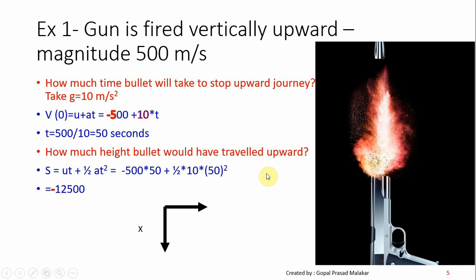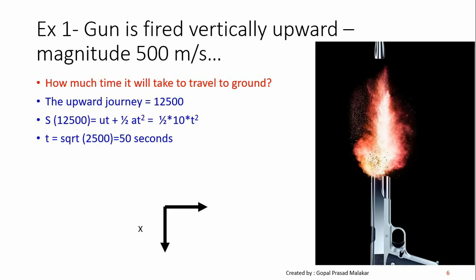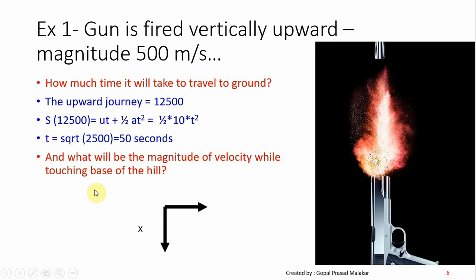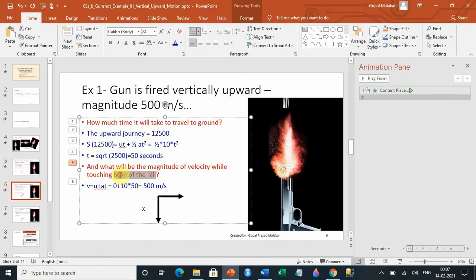Keep in mind, in 50 seconds it stops going upward, and in the same 50 seconds it came down. The next question: how much will be the speed, or the magnitude of the velocity, while it is touching the base of the hill, rather, when it is touching the ground?